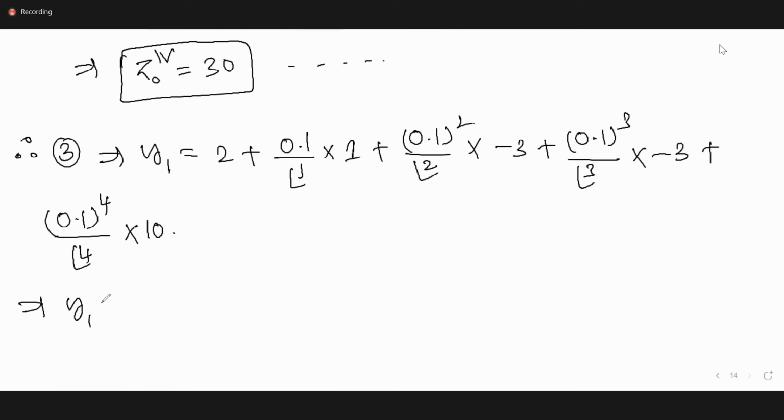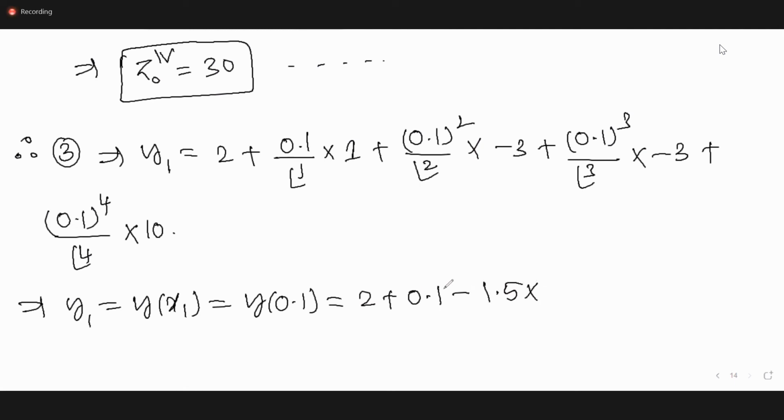So y1 is nothing but y of x1, which is y of 0.1, is equal to 2 plus 0.1, minus 3 by 2 factorial. 2 factorial means 2, 3 by 2, 1.5. 1.5 into 0.01. Next, 3 factorial is 6, 3 by 2, 1 by 2, 1 by 2 means 0.5. So minus 0.5 into 0.001.